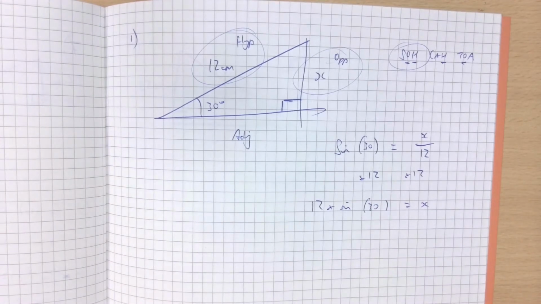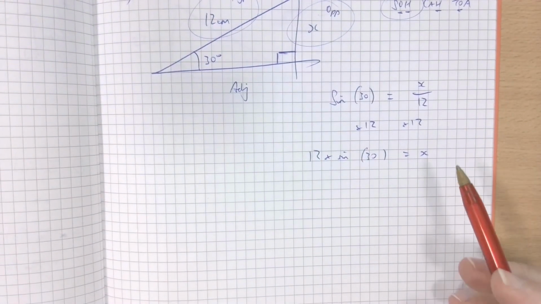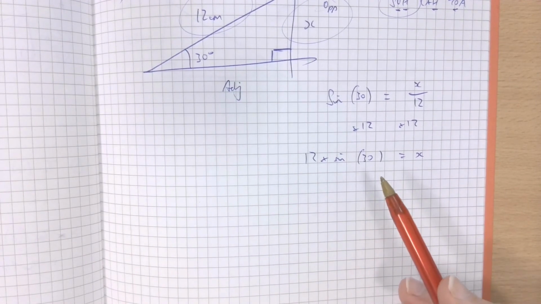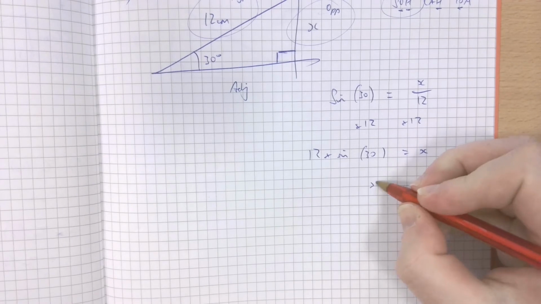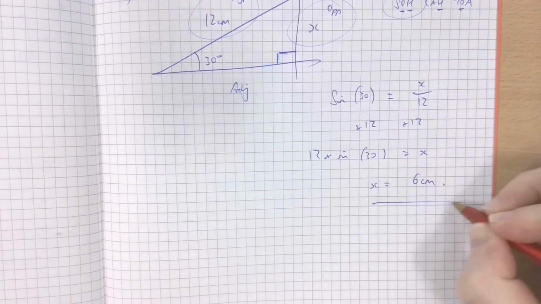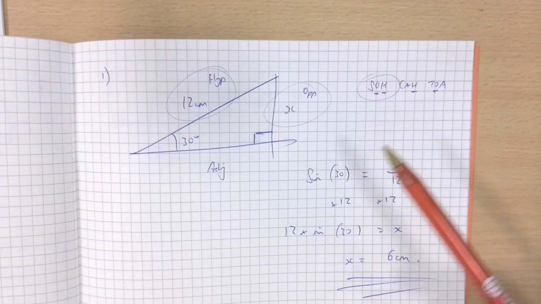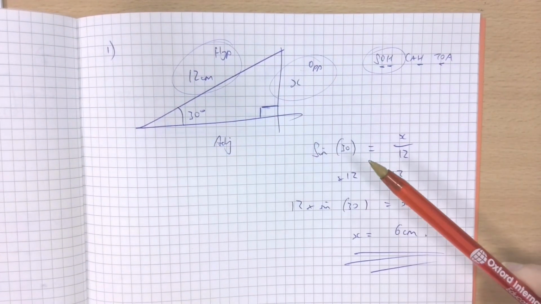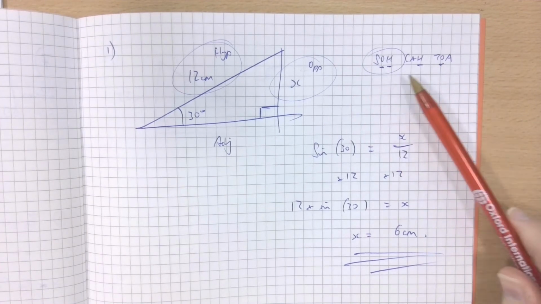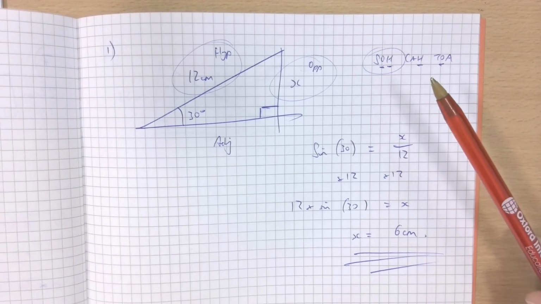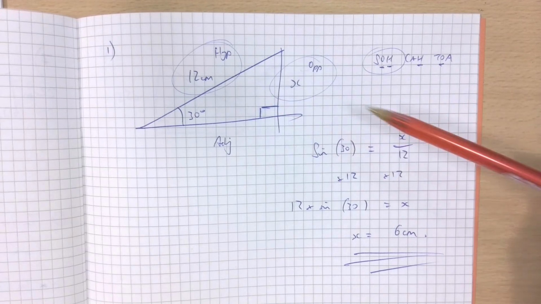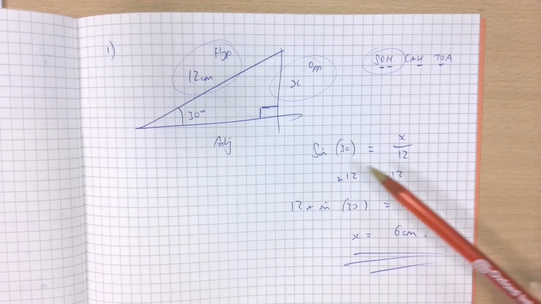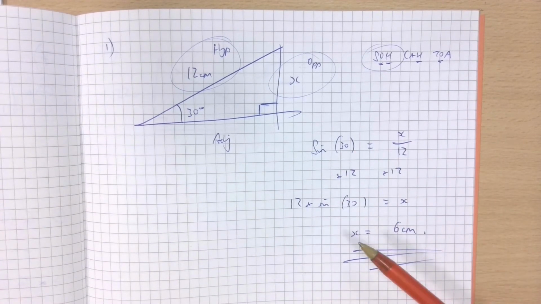And if you get out your calculator, assuming that your calculator is set to degrees, you've got to make sure that it is, sine of 30 is actually 0.5. So 12 times 0.5 gives me my x value of 6 centimeters. So far, so good. It's very straightforward, that kind of question, isn't it? You just identify which two side lengths you have, which of the three trig functions you're going to use, in this case sine, and because my unknown is on the top half of this fraction, it's just a case of timesing both sides by the denominator, and you've got your side length.